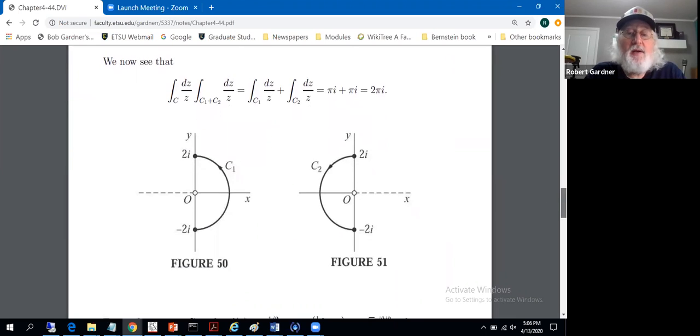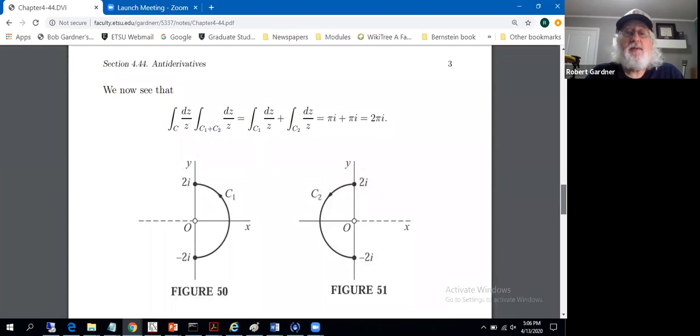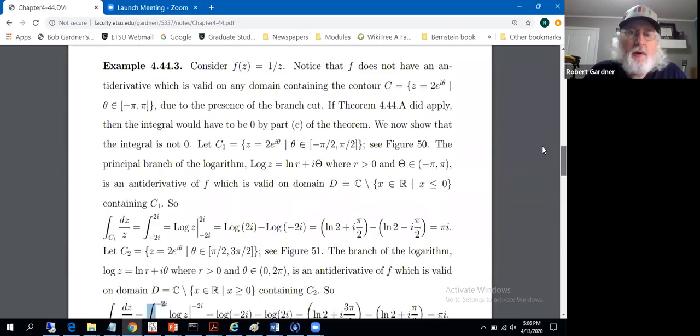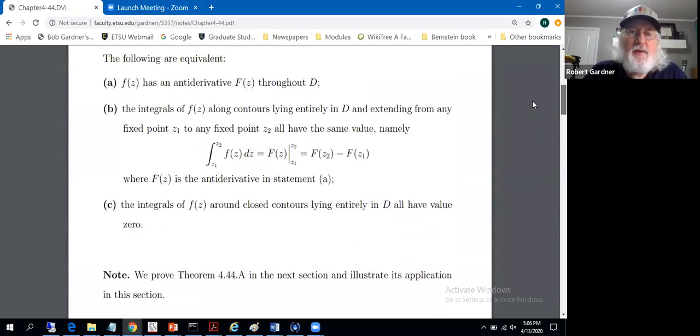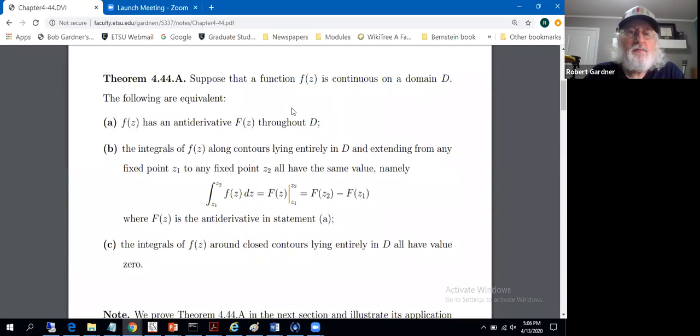We've integrated around a simple closed contour. We did get an integral of 0. We got an integral of 2 pi i. What's wrong with this 1 over z function? See, what did theorem 4.44 require? It required an antiderivative valid throughout D, domain D, and domain D contained the contour. That's the problem with 1 over z.